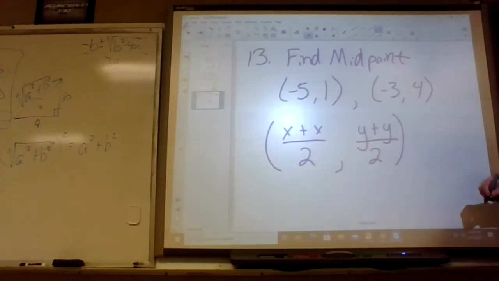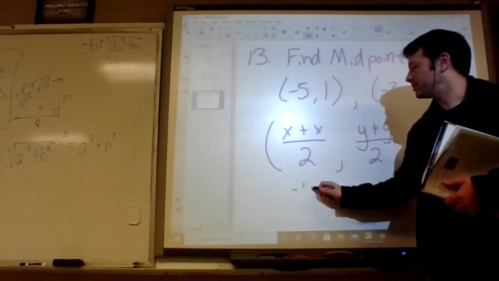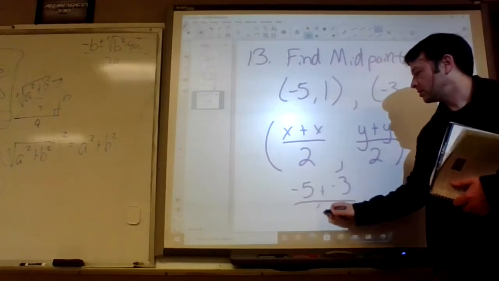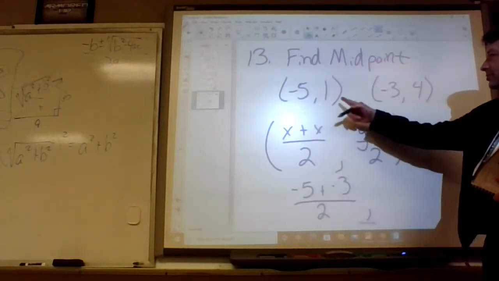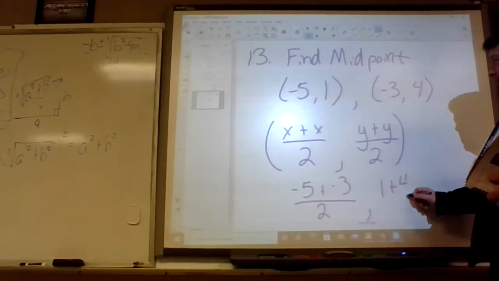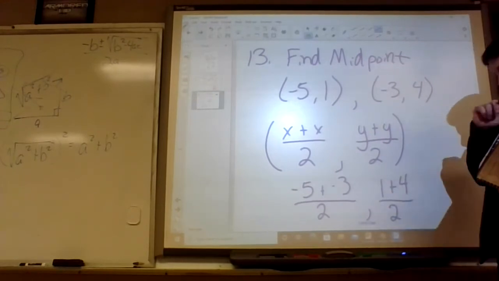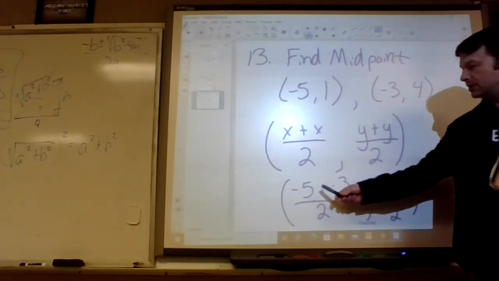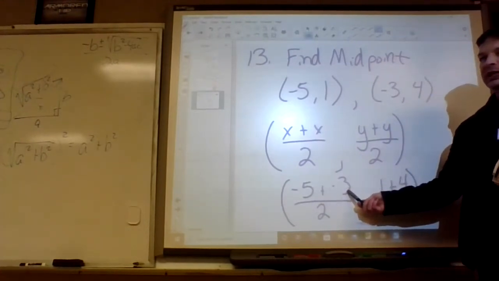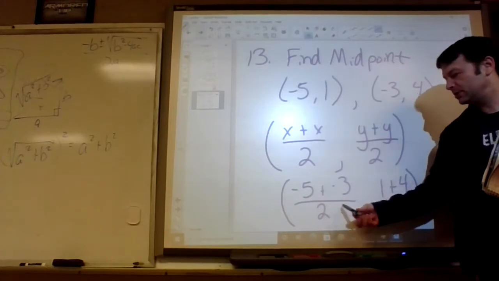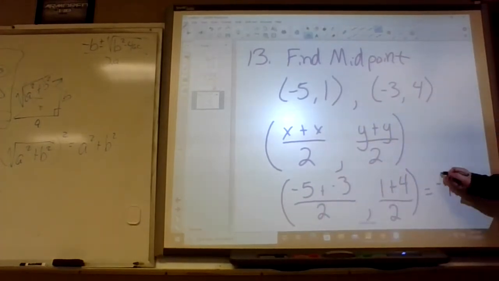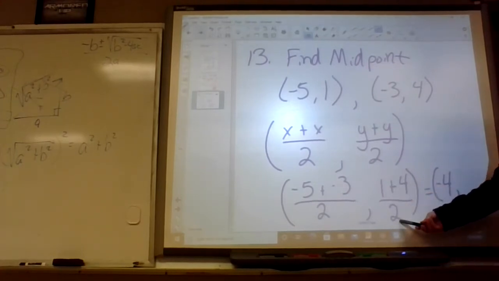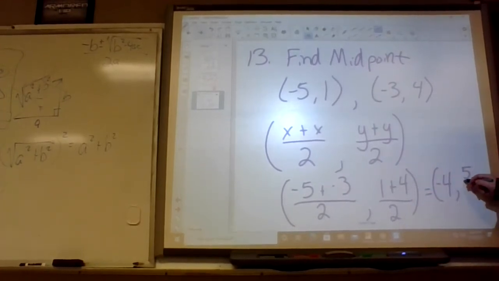Negative 4 divided by 2. And that's just 5. So on this problem, it would be -5 plus -3 over 2, and 1 plus 4 over 2, which equals -5 minus 3 is -8 divided by 2, which is -4, comma, 1 plus 4 is 5, so 5 over 2. I don't really care how you write it.